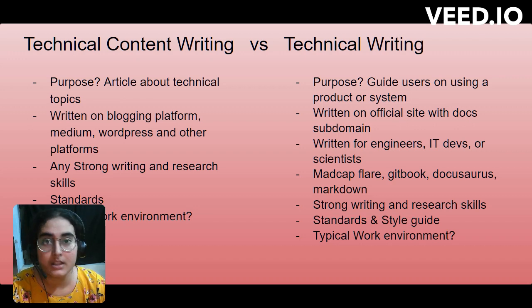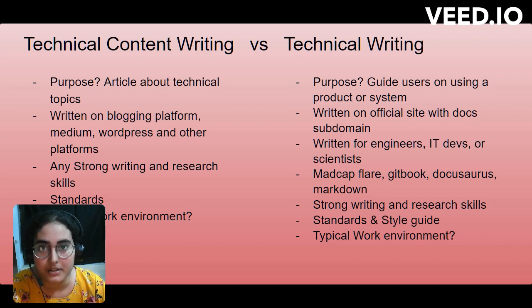So, technical content writing is published on any blogging platform like WordPress, Medium, or your company blog. Documentation, on the other hand, is reserved specially on a particular subdomain of your company, a separate page where you have the official tutorial and user manual.